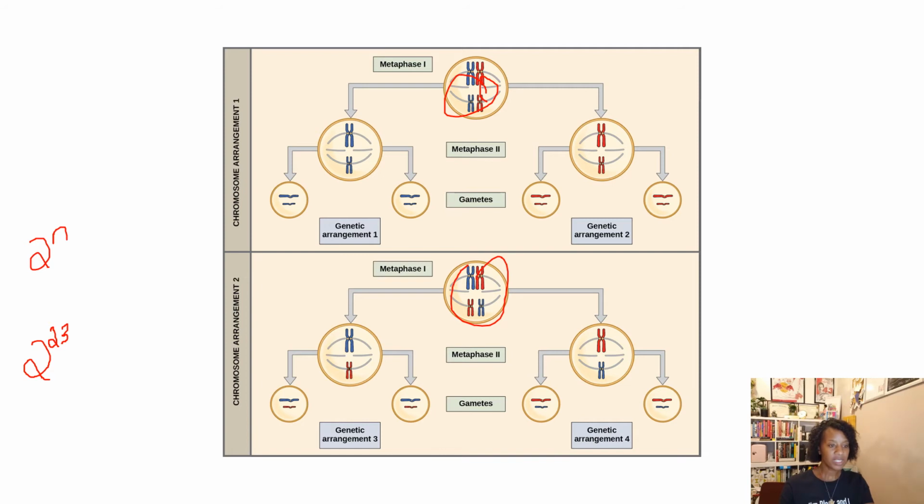This variability in just this part in metaphase does not include the variability that was already produced by crossing over in prophase 1. So given these two mechanisms together, it is highly unlikely that any two haploid cells resulting from meiosis will have the same genetic composition. This is why some siblings look alike but don't look identical.